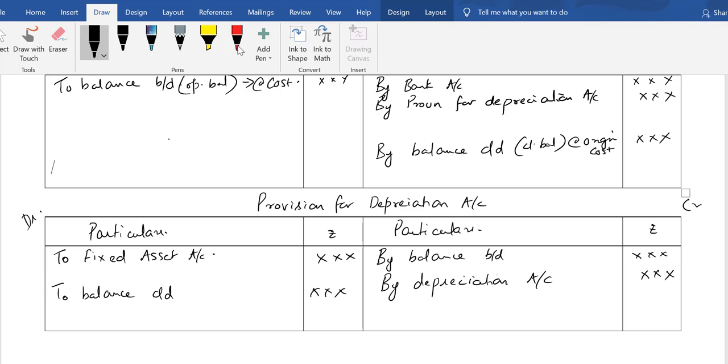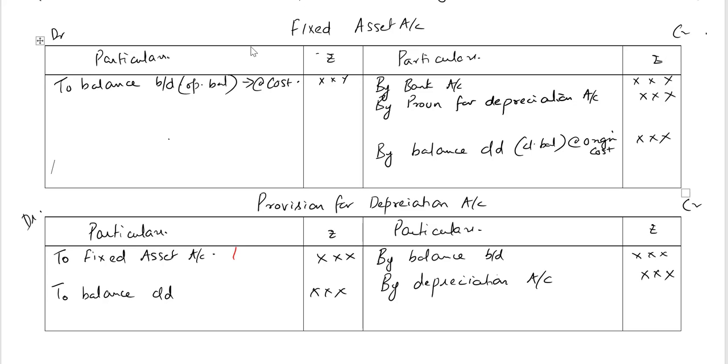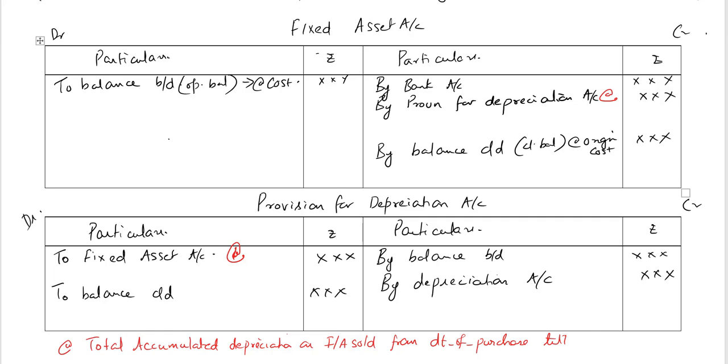So let's write that down. This amount which comes here is total accumulated depreciation on fixed assets sold from date of purchase till the date of sale.